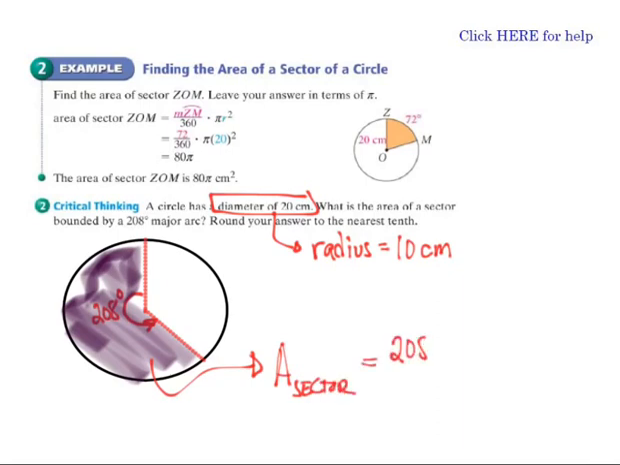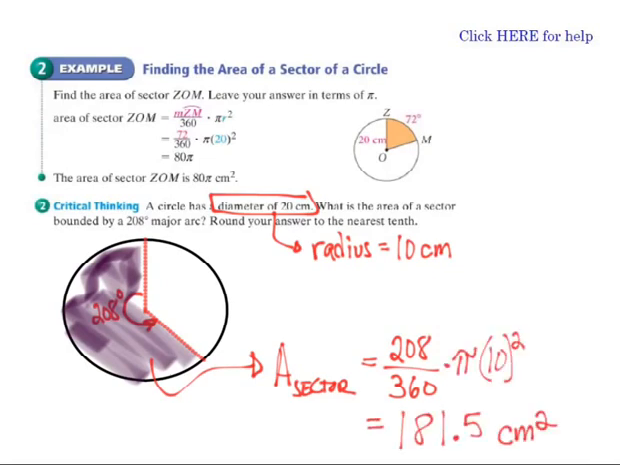So the area of that sector is the central angle, 208 over 360, times the area of the circle, which is pi r squared, or 10 squared. And I could simplify it for an exact answer, but if I plug it in my calculator, I get around 181.5 centimeters squared.